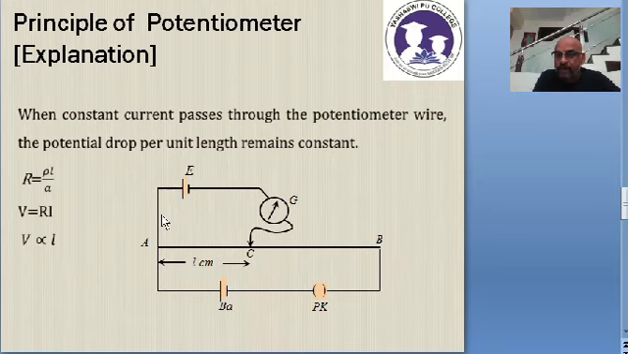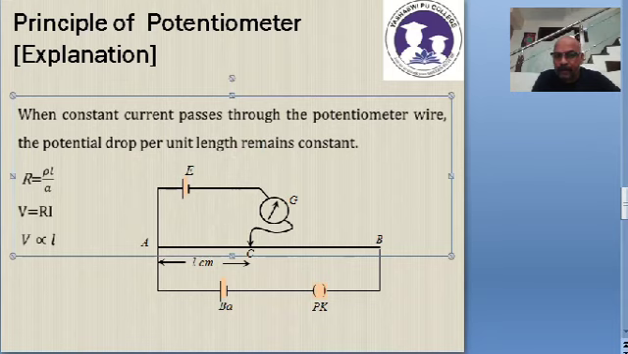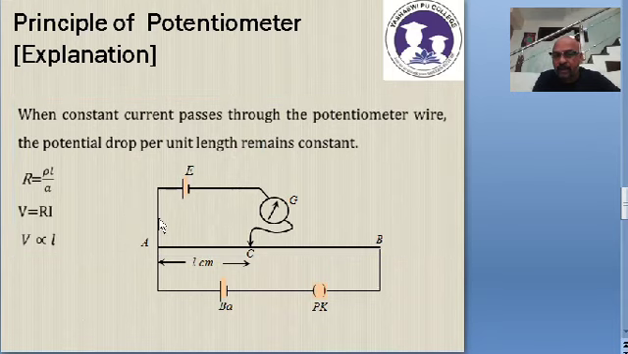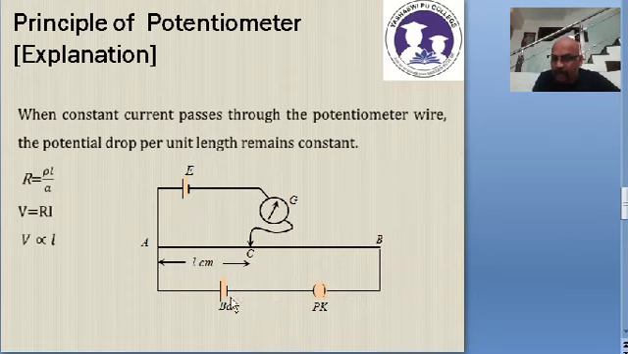Now if you connect the EMF source here, to measure the EMF of this one, the potentiometer will not draw the current from the cell. This potentiometer will not draw current from the cell, because it gets the current from its own battery. It has its own battery, and therefore.